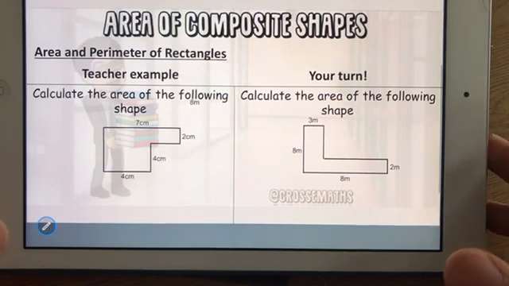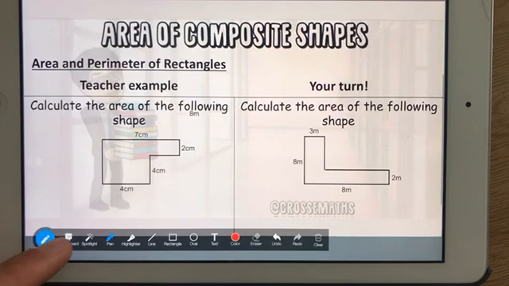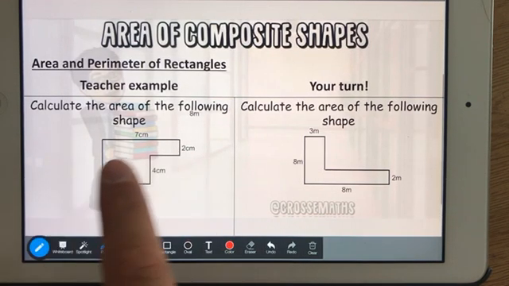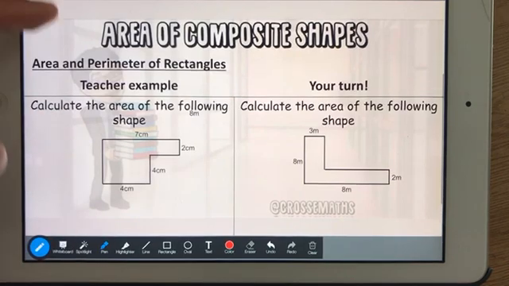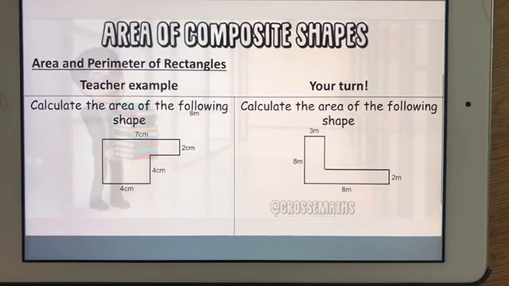Right then, so what we're going to do today: area of composite shapes. Composite shapes are shapes made up of loads of different shapes. They're not your normal 2D shapes that have names. They're shapes made up of different shapes to make bigger shapes, like a house is a composite shape. Here I've got my composite shape, which is essentially two rectangles being squished together.